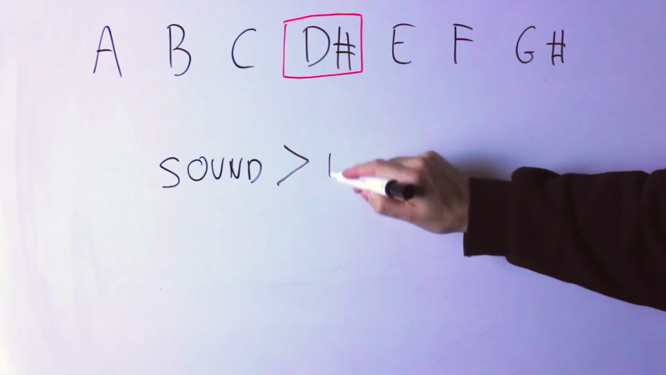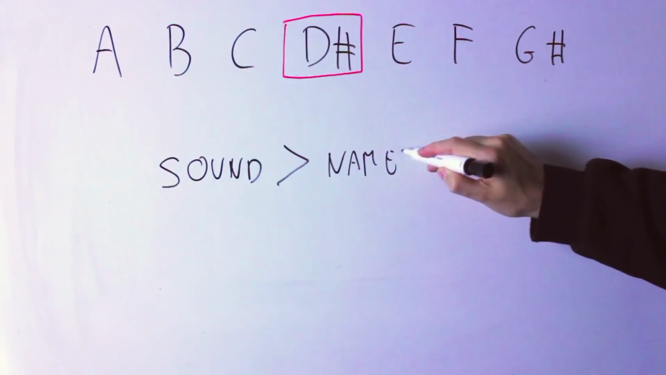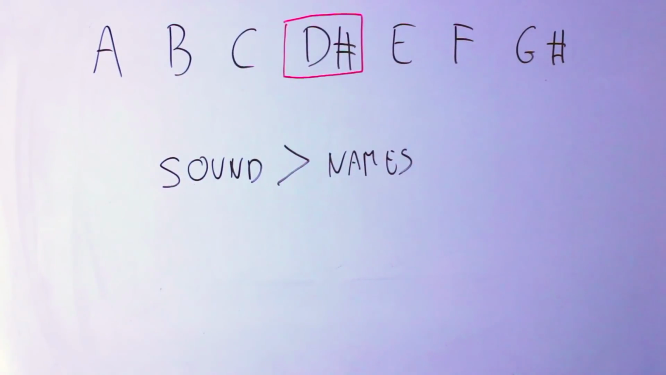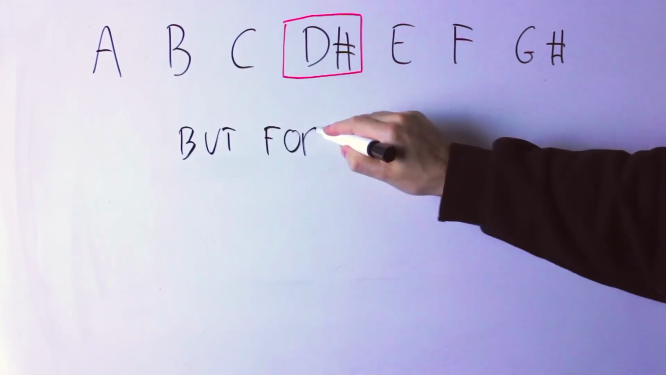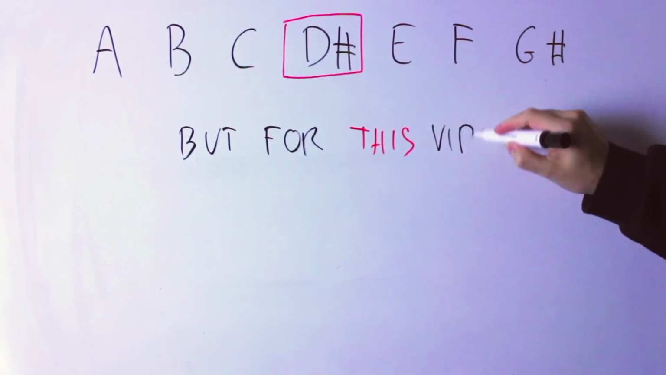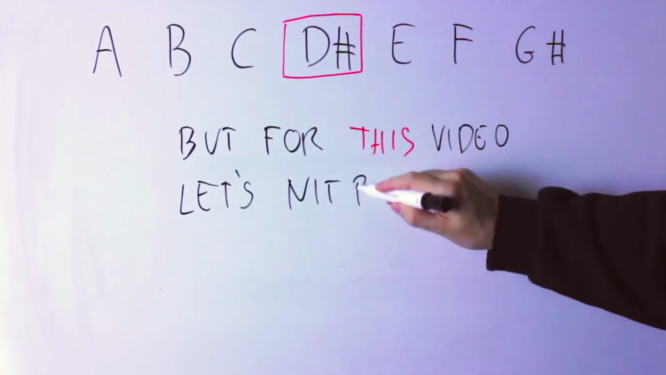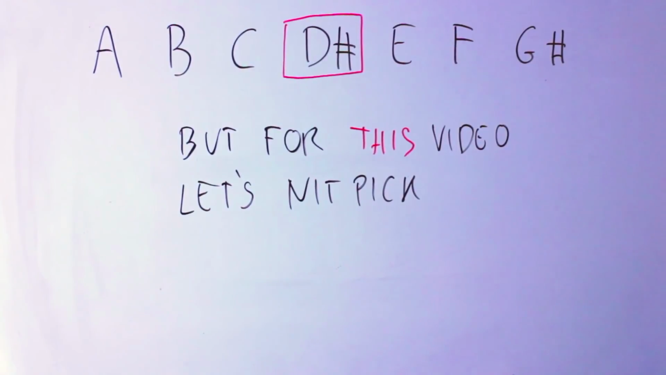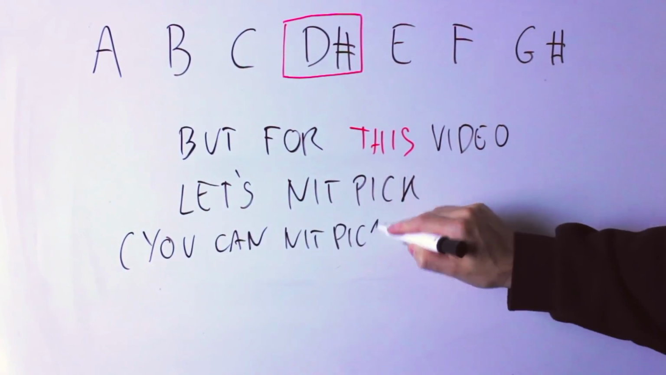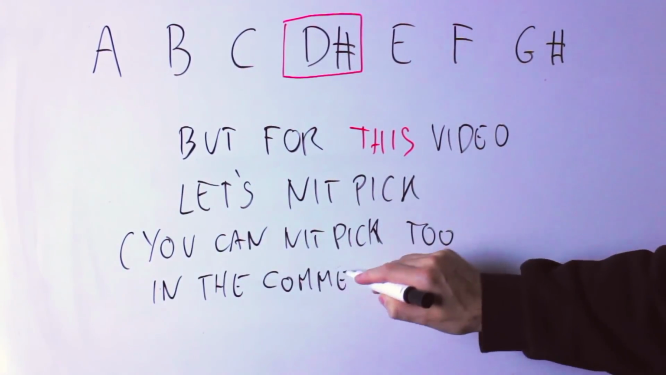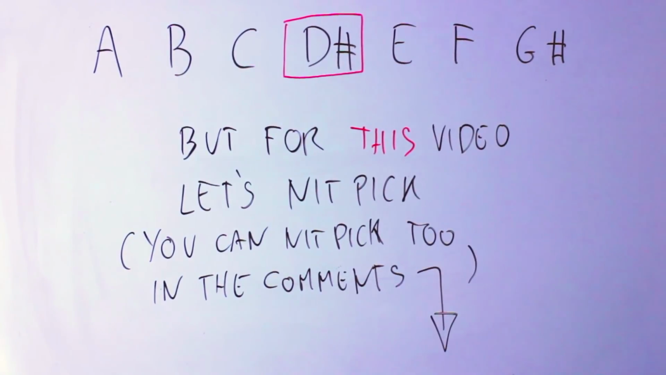Now, as usual, the important thing is to remember that the names of those chords are not really important. The important thing about music is the sound of those chords, and if you like those chords, you can use them in your music. But just for this video, why don't we indulge a bit and gorge ourselves on some hair splitting and chord naming? So here we go.